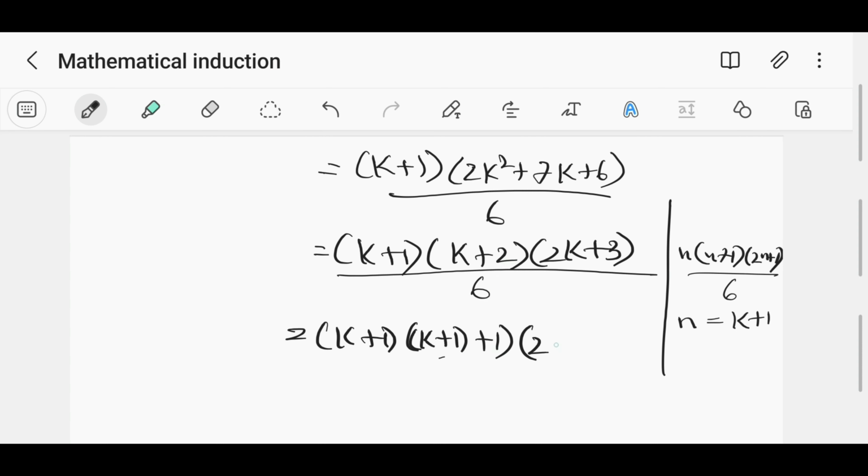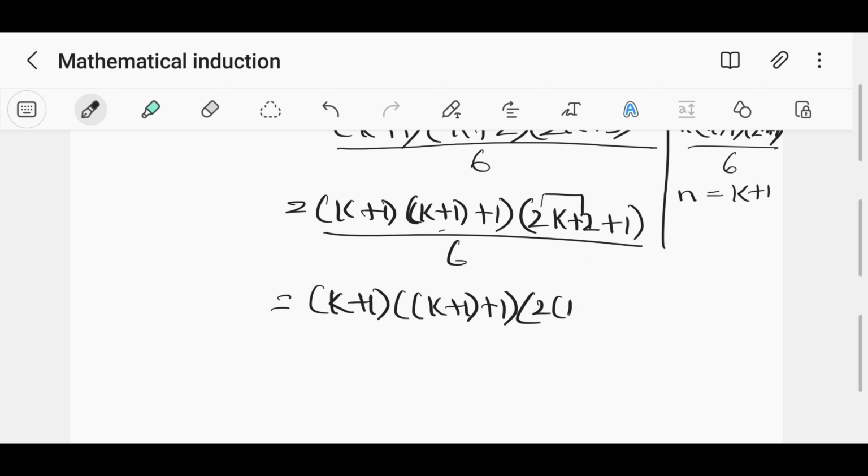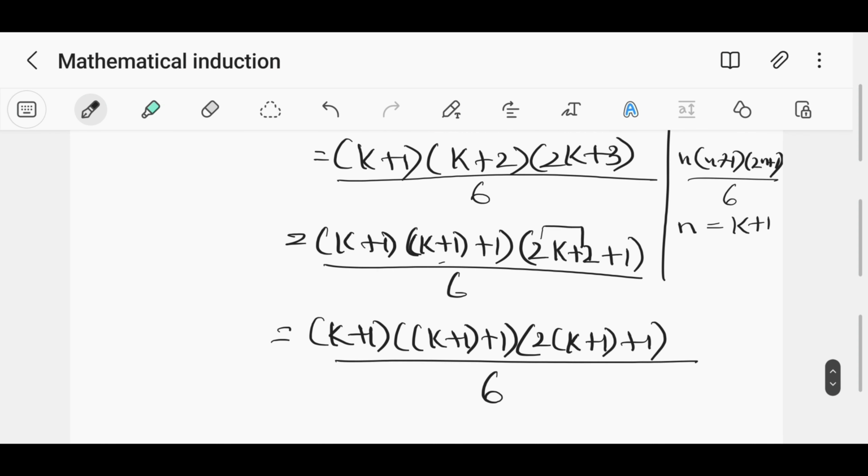This into 2k plus 2 plus 1. This 3 I'm writing as 2 plus 1, whole divided by 6. This I can write as k plus 1 into k plus 1 plus 1. Here take 2 common, 2 times of k plus 1 plus 1, whole divided by 6. Now you see here, you compare this with this term. In place of n, what do we have?